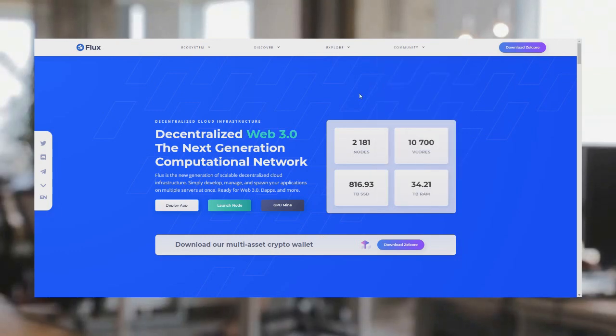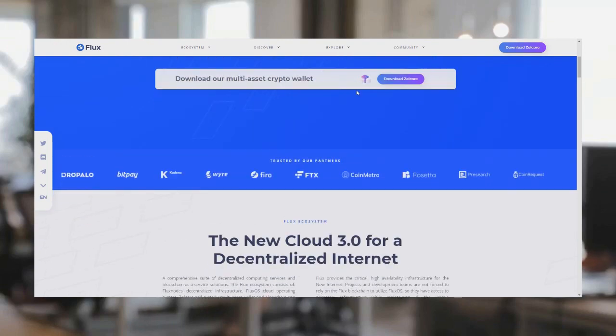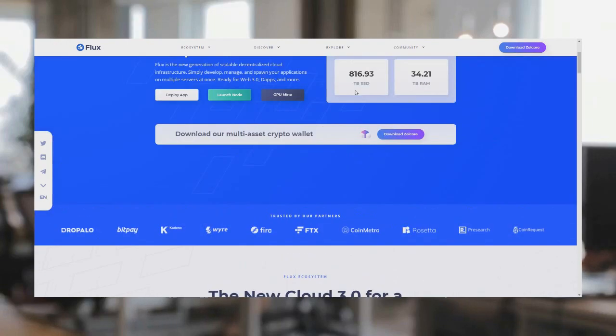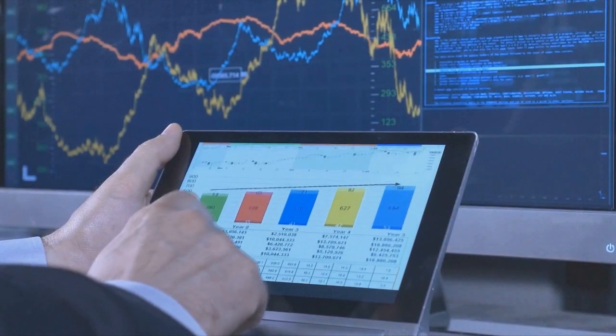So what is Flux and how do we mine it? Let's find out. In today's video, we're going to see what Flux is all about, including its recent rebranding from Zell.